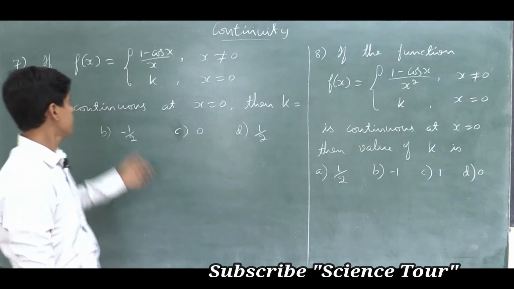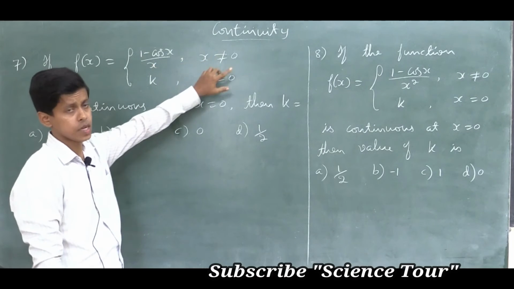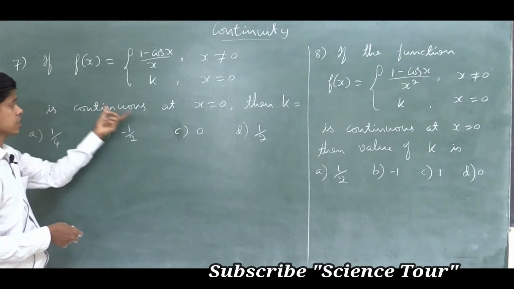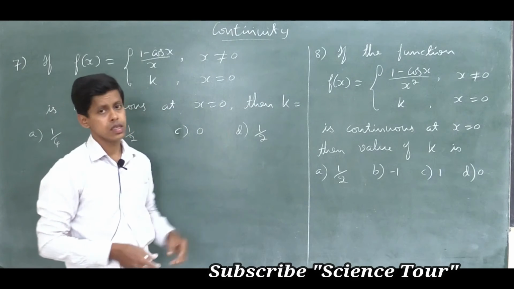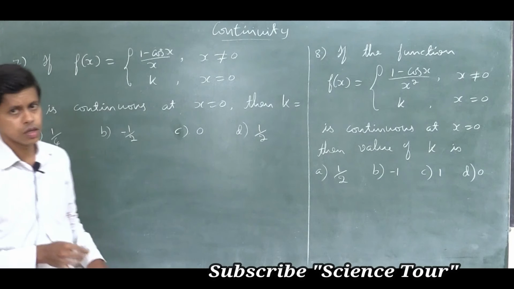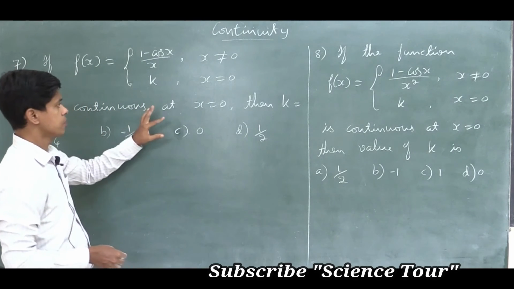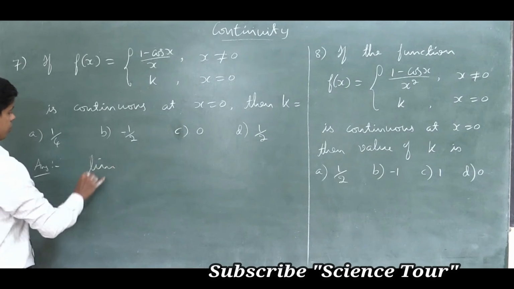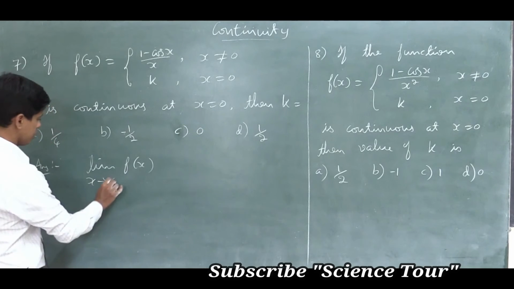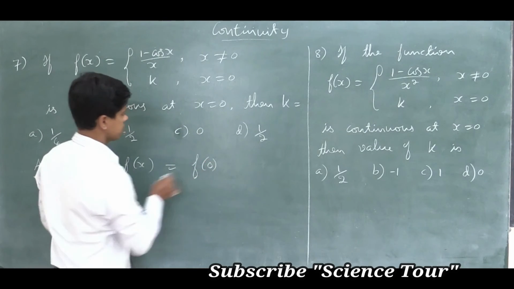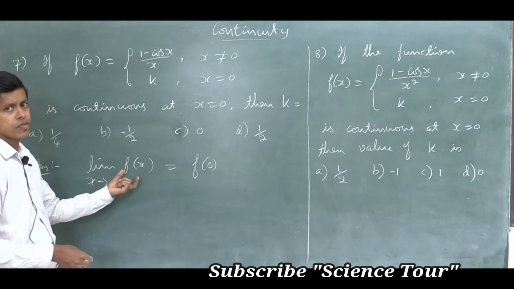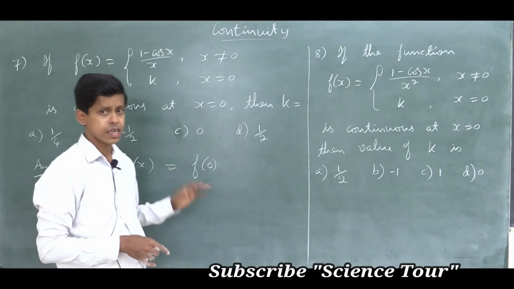If f of x is equal to 1 minus cos x by x when x is not equal to 0, and k when x is equal to 0, and that function is continuous at x equal to 0, then what is the value of k? Here we use the third condition of continuity, which says that the limit of f of x as x tends to a, or 0 here, is equal to the function value at the given point, that is f of 0. So we have to find the limit of f of x. Do we need to find the left hand limit and right hand limit separately?